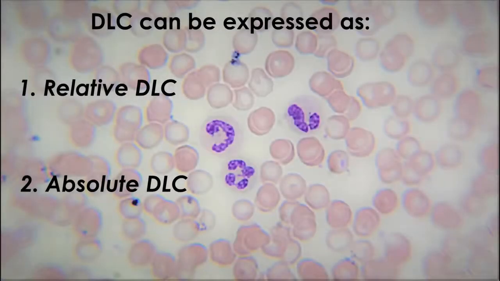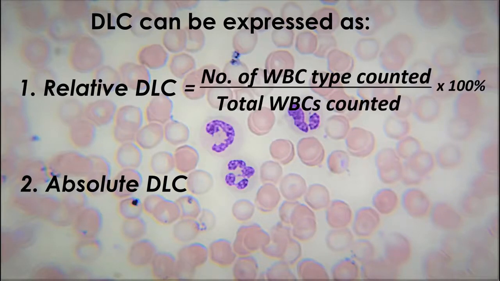DLC can be expressed in two ways: RDLC or relative differential leukocyte count and ADLC or absolute differential leukocyte count. To obtain the relative differential leukocyte count, convert the cell counts into percentage by adopting this formula. RDLC is expressed in percentage. In the case where 100 cells are counted, the cell count is the percentage itself. RDLC equals number of WBC type divided by total WBCs counted multiplied by 100%.